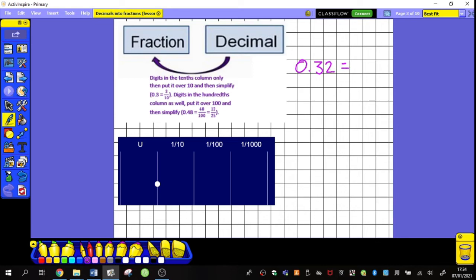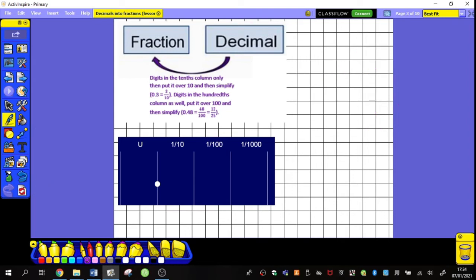0.32. So I'm going to write 0.32 in my place value grid. Recognise that it goes into the hundredths, so I'm going to be placing it over 100, and I have 32 of them, 32 hundredths. Now I know 32 and 100 have a common factor of 4, so I can divide both numerator and denominator by 4, and that is going to give me 8 25ths in its simplest form.